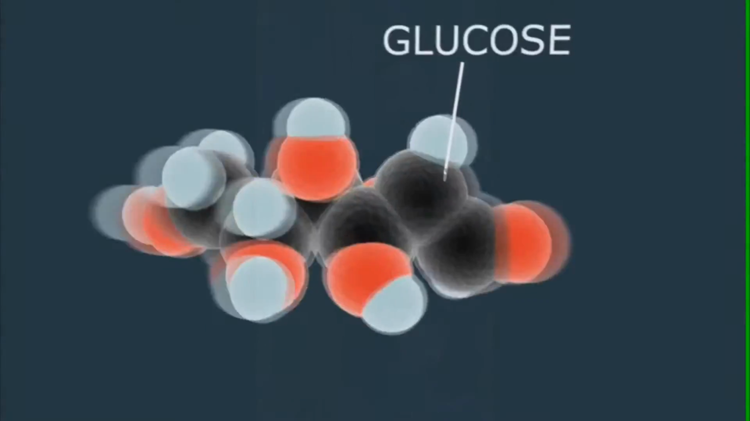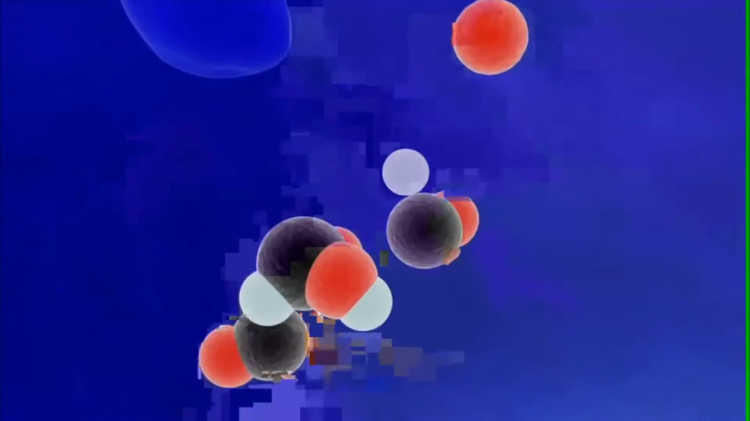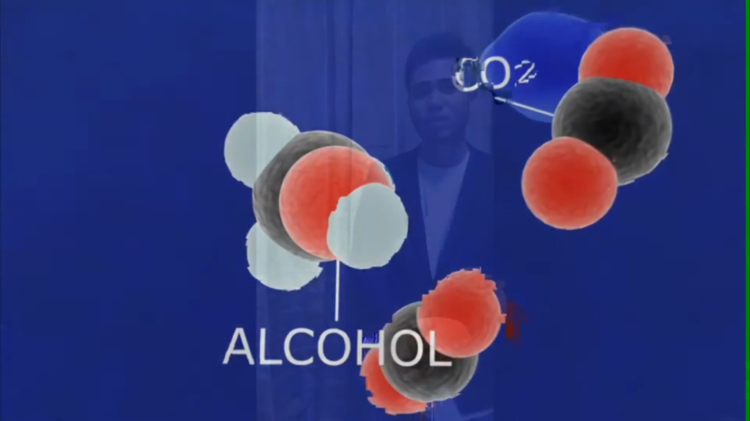So to break it down, cells take the simple sugar glucose and split it into a compound called pyruvate through a process called glycolysis. Then, depending on the organism, that pyruvate can go down one of two different fermentation pathways. In human muscle cells and in the bacteria that help make yogurt, pyruvate gets converted into lactate. You may call it lactic acid. The other pathway is used by simple cell organisms to convert pyruvate into carbon dioxide and alcohol.